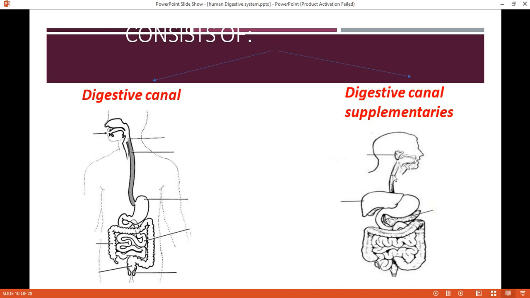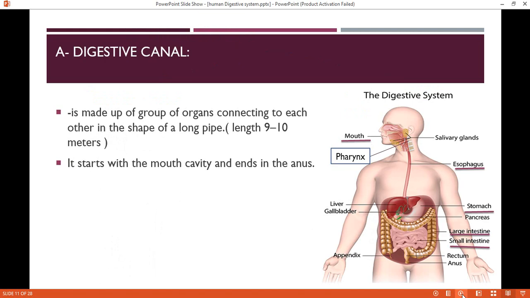Okay, let's see the digestive canal supplementers. What is this? Guess. Salivary glands. Excellent. And this? Liver. Pancreas. Perfect. As you see here, the digestive system is made up of many organs: 6 organs in the digestive canal and 3 organs in the digestive canal supplementers.